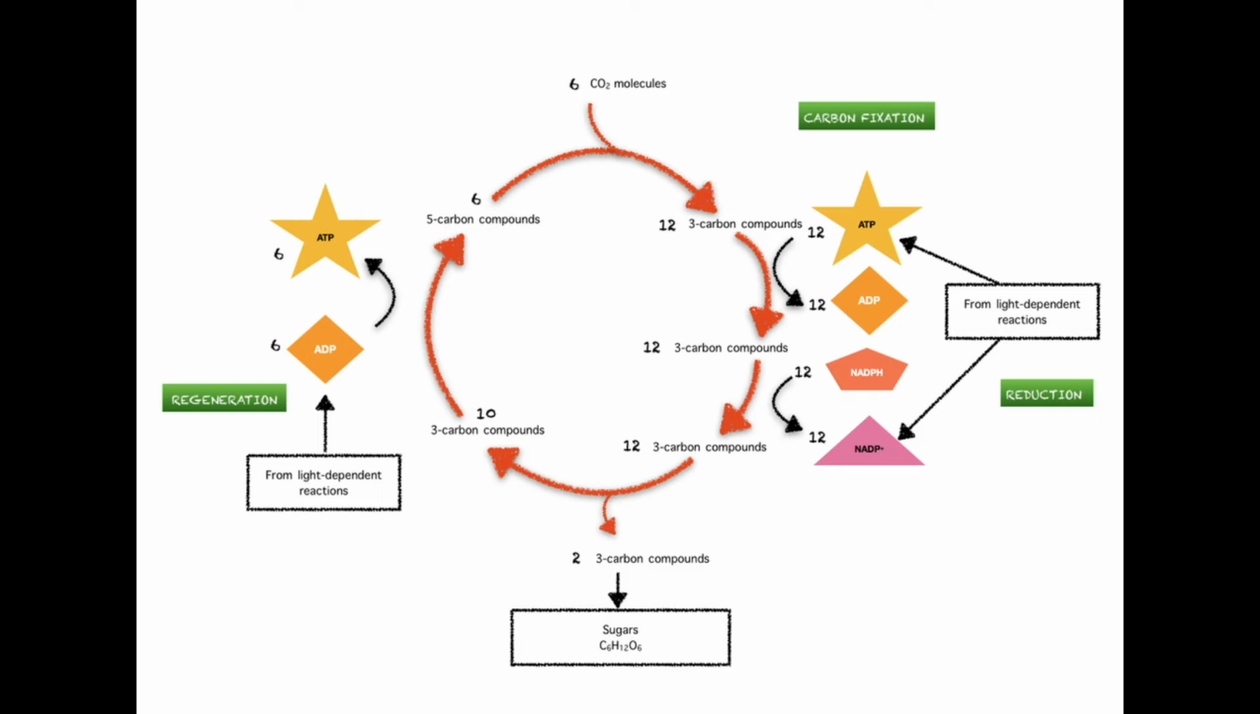For every carbon dioxide molecule entering the Calvin cycle, 3 molecules of ATP and 2 of NADPH are required. This pathway is also known as the C3 cycle because the first stable product in this cycle is a 3-carbon compound, that is 3-phosphoglyceric acid. For reducing 6 molecules of carbon dioxide into a hexose sugar, a total of 12 molecules of NADPH and 18 molecules of ATP are required.